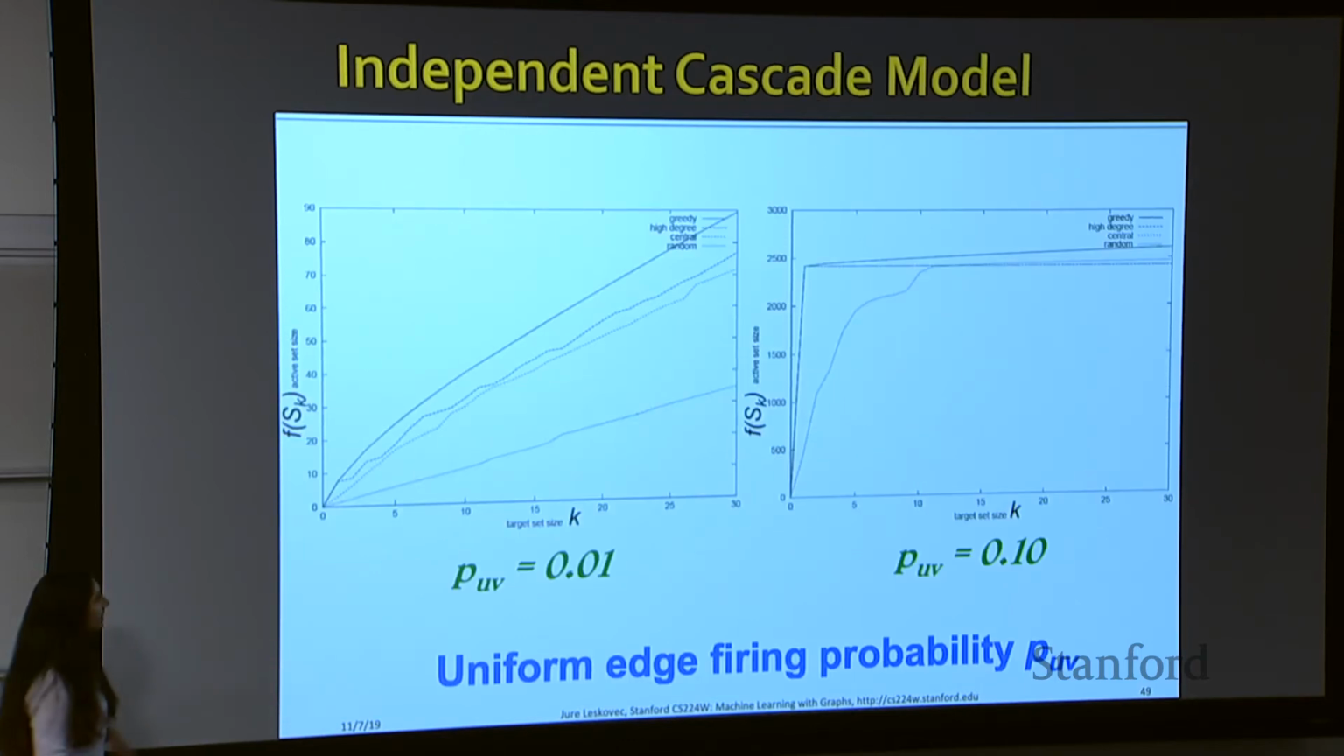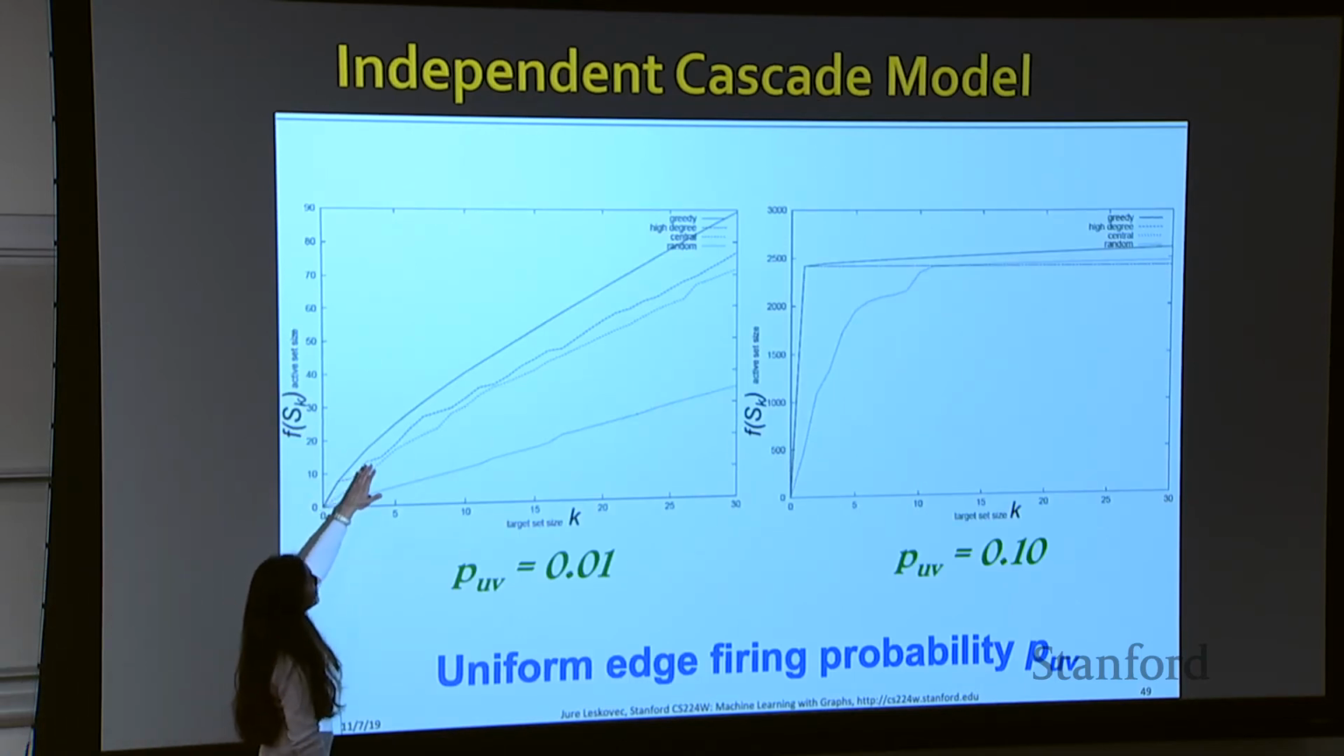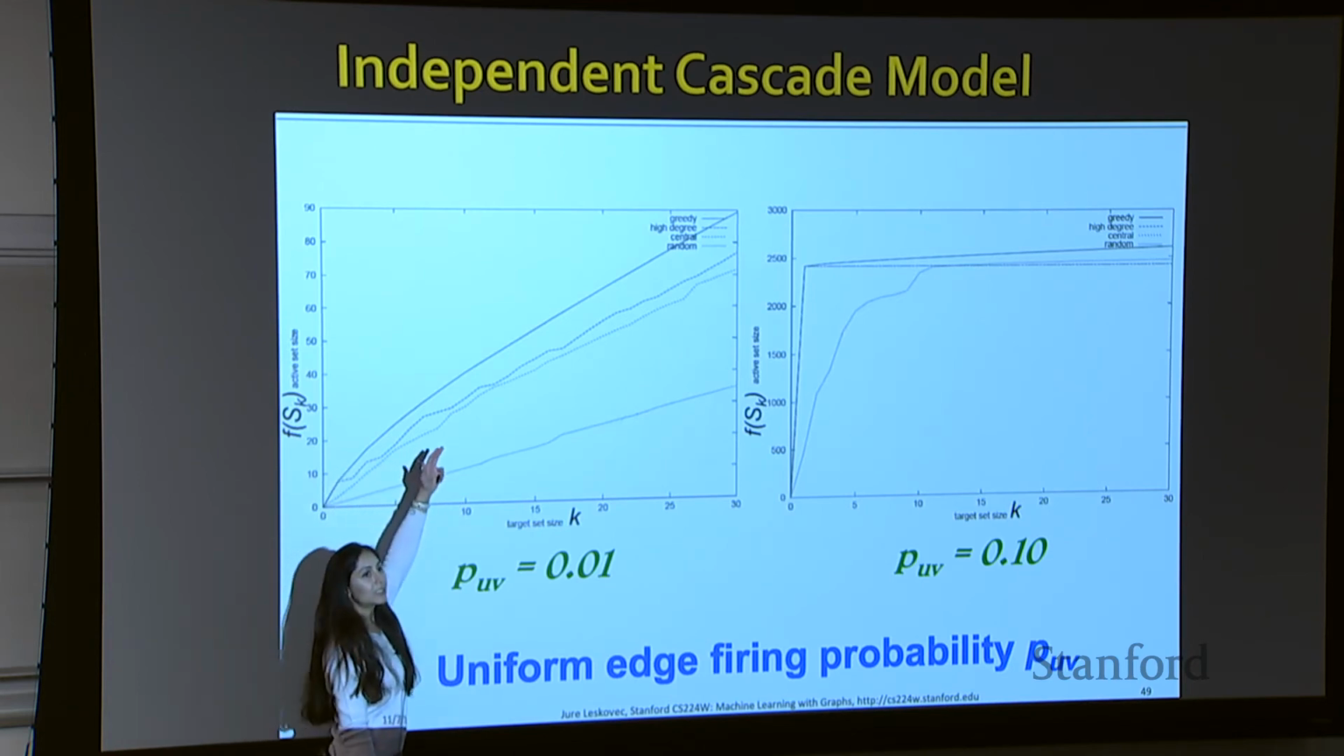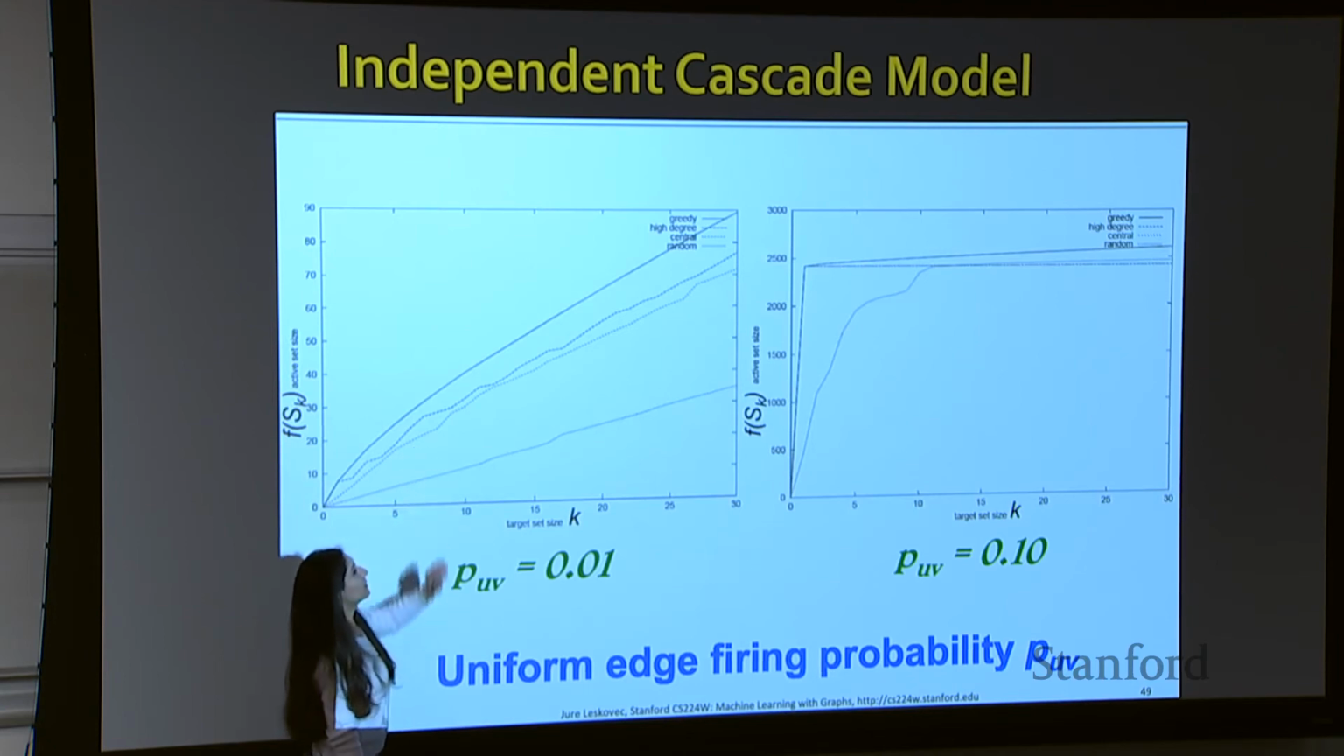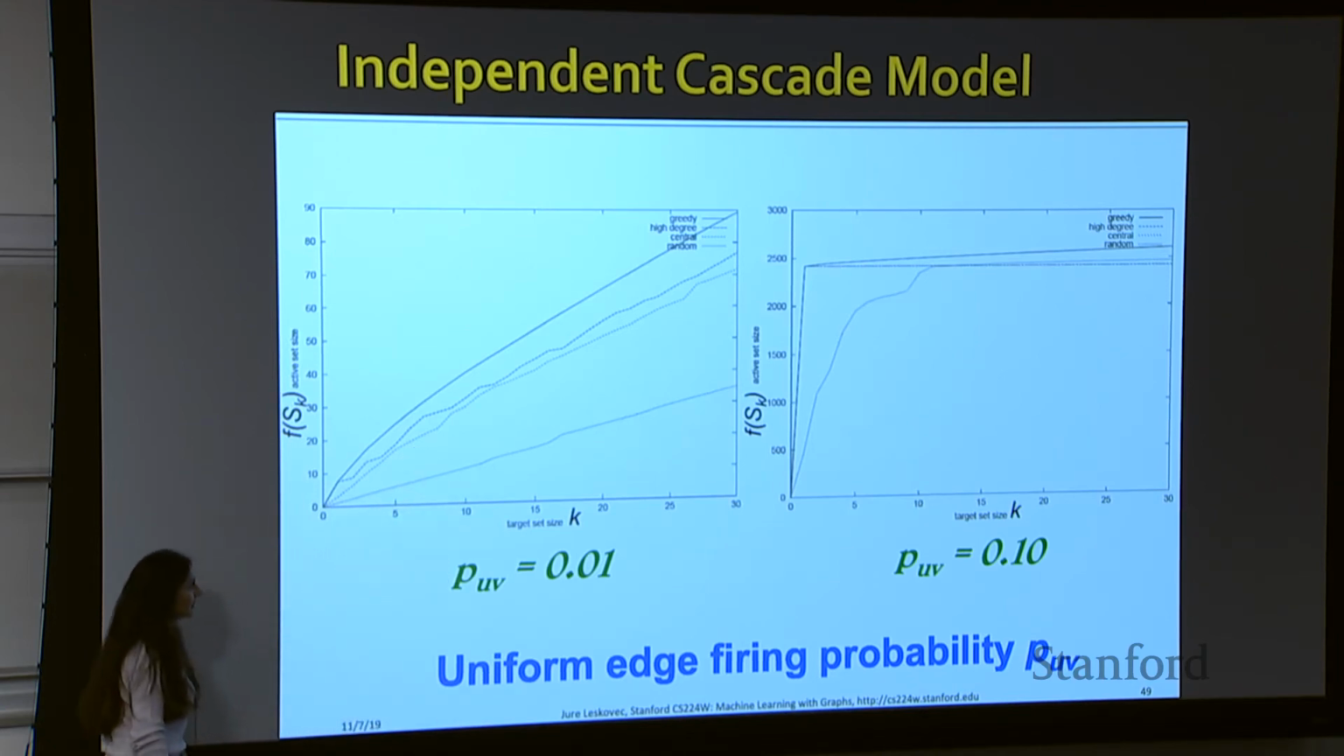So here you can see, or probably you don't see, but the best one is greedy. The worst one is, as we expect, random, and degree and closeness are in the middle. So as you see, greedy can do much better than random and centrality measures. And this is the case where we have uniform edge probabilities.